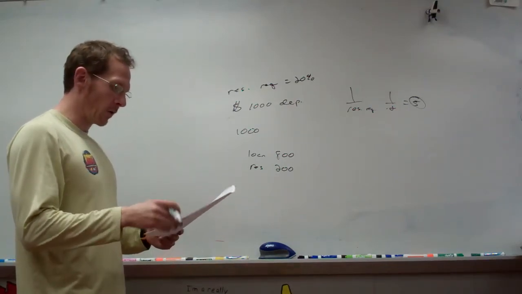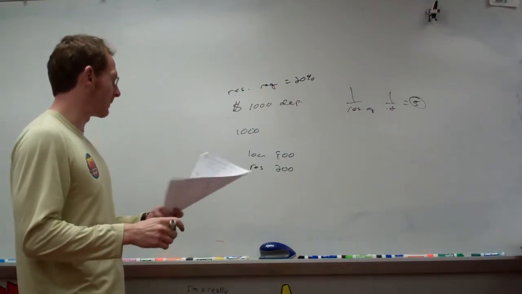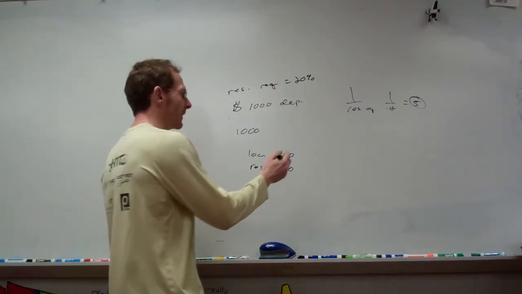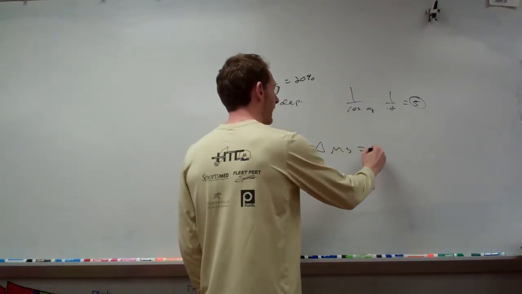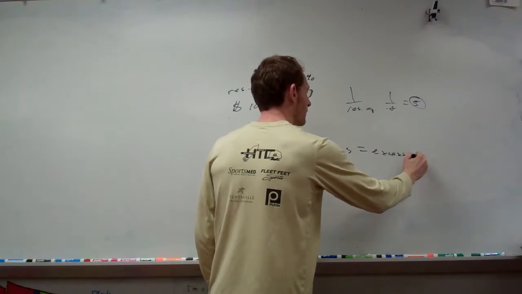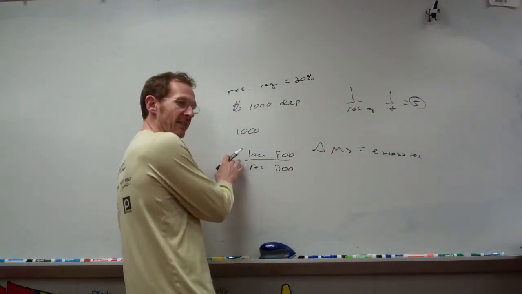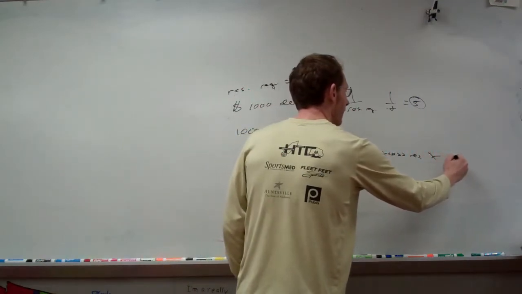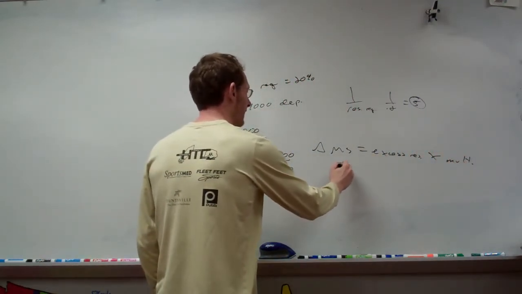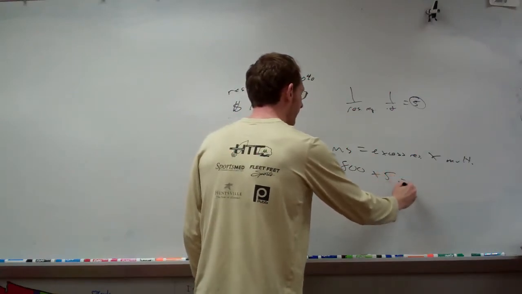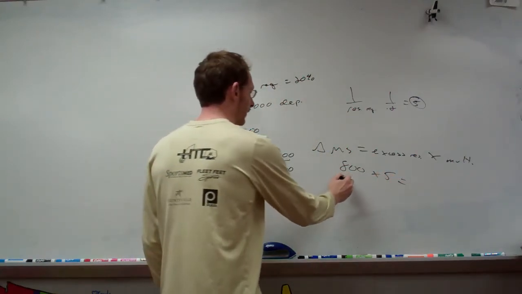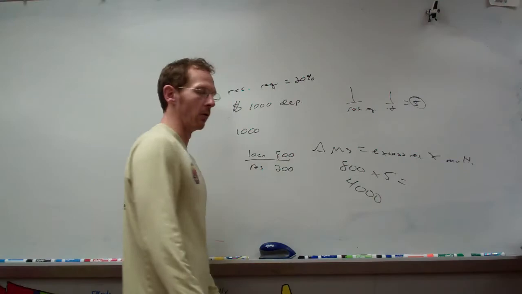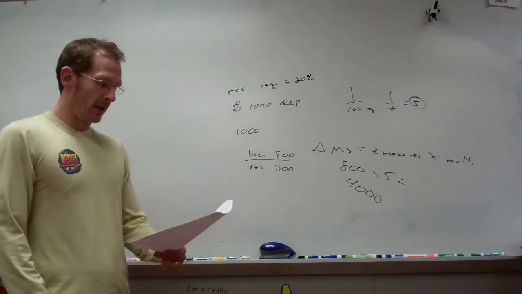Alright, so the question is, what will be the change in the money supply as a result of this? So the change in the money supply equals excess reserves, which is 800. This is what they have in excess after the reserve requirement, right? Times the multiplier. So that's 800 times 5, which is exactly 4,000.